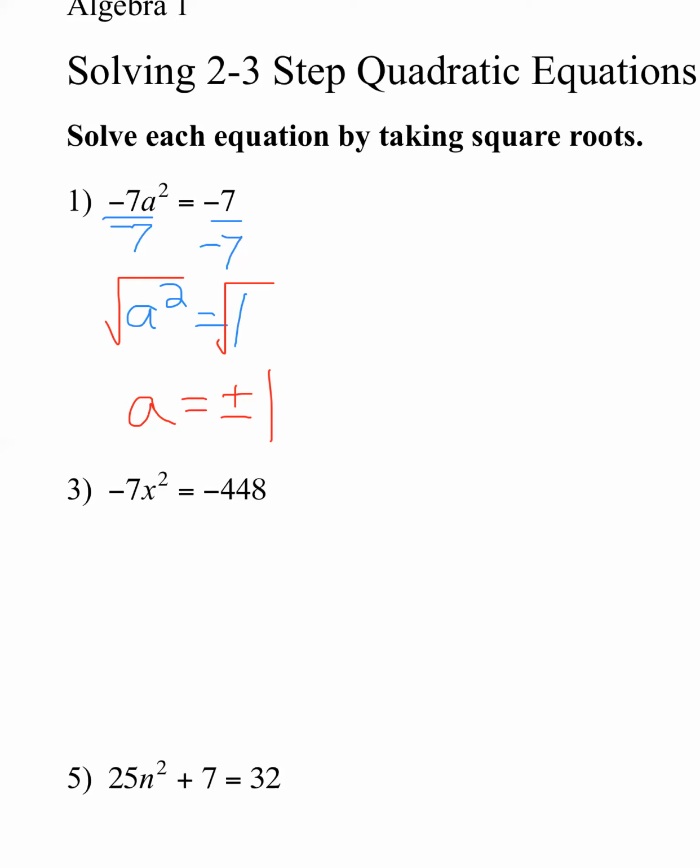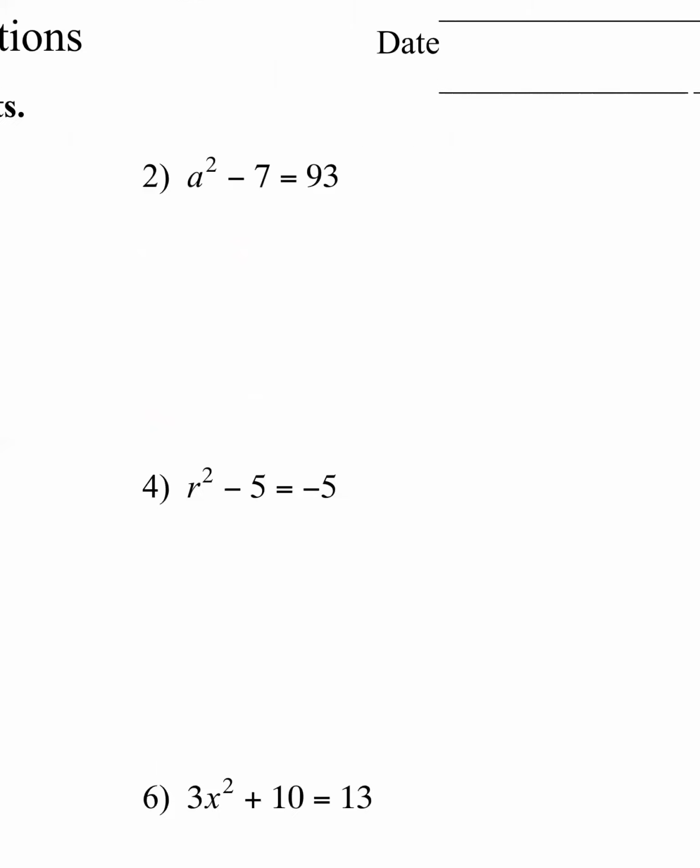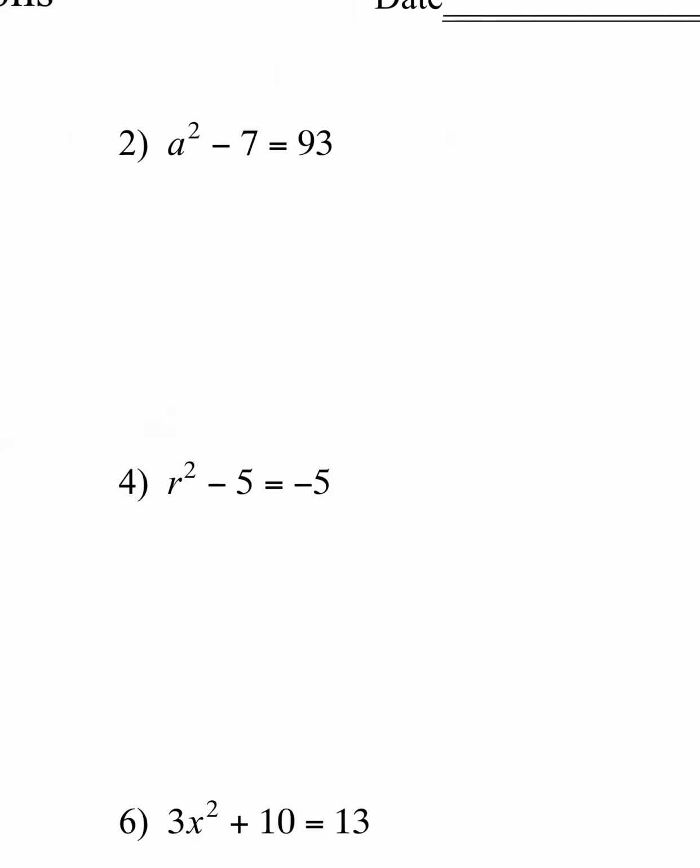Okay, so let's try a couple of these together. Let's move on over to number 2. Okay, so this one looks a little bit different than the last one. I have an a squared. I want to get that by itself. Here, I am subtracting 7. So the way to undo subtracting 7 is to add 7 to both sides. So I'll just add 7. I get a squared equals 100.